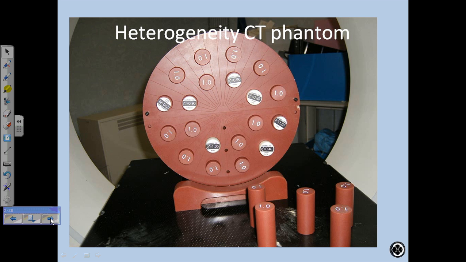Do you know where to look for that in Eclipse? Where that file is? The CT to ED file. I'll show you when we go over there. Okay, I'll show you that too.